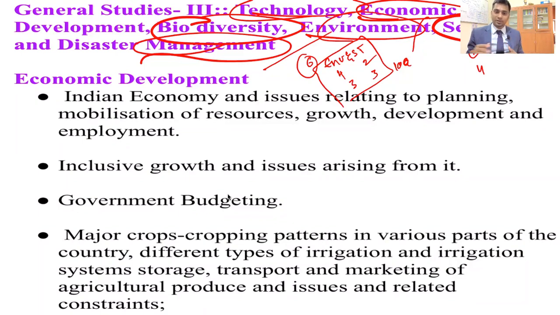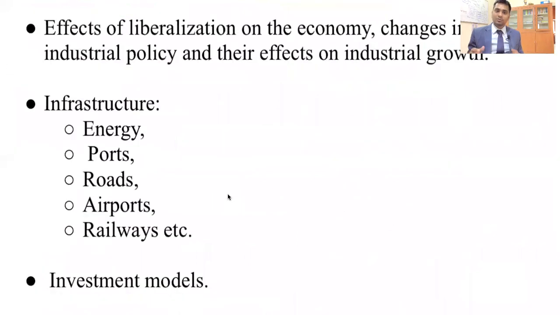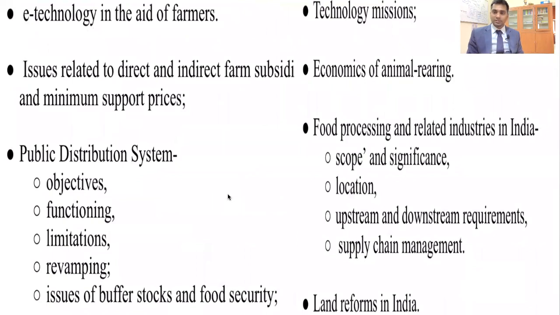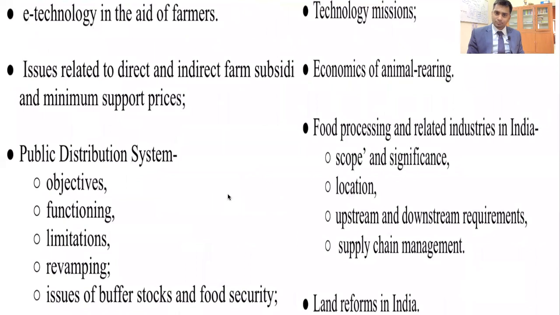The next one is sectors of economy, that is the agricultural sector, followed by the industrial sector, followed by the so-called service sector or the so-called infrastructure sector. Now in the agricultural sector also, if you look at the paper, crops and cropping patterns, e-technology in the aid of farmers, direct and indirect farm subsidies, minimum support prices, food distribution systems. Every year there will be one question on food distribution system, food processing industries. There will be one question here, there will be one question here. Definite question every year. This year also they maintained the same thing.